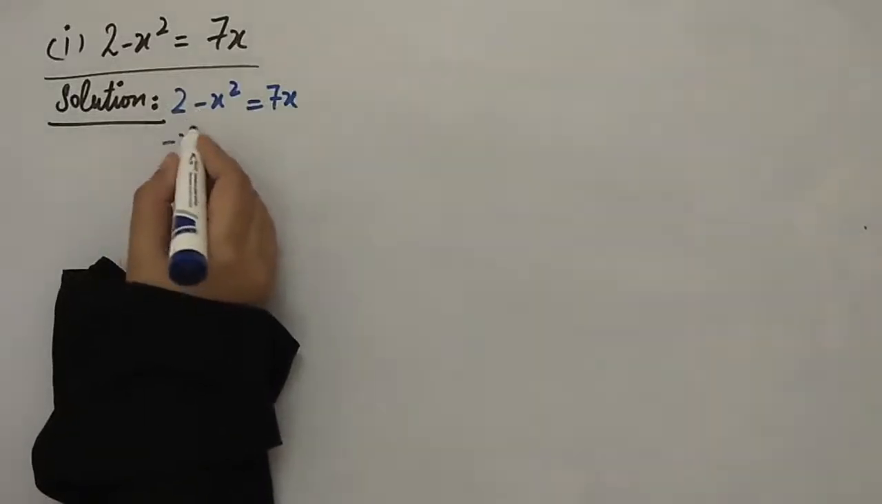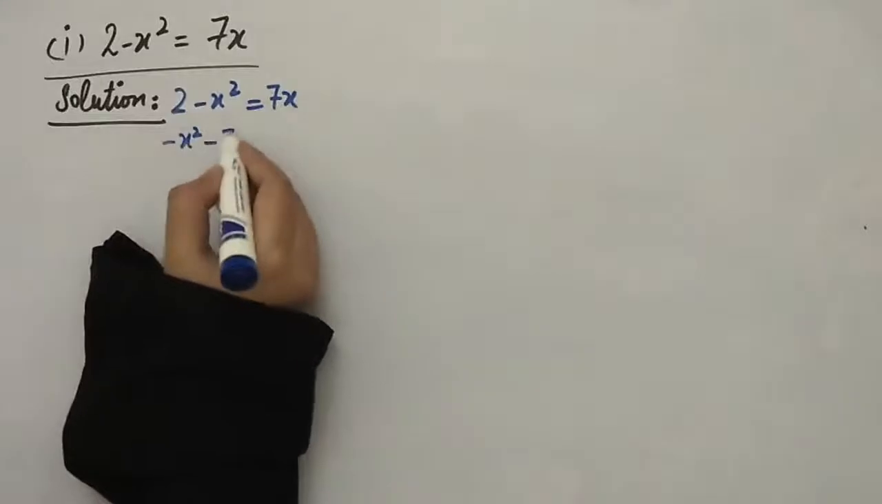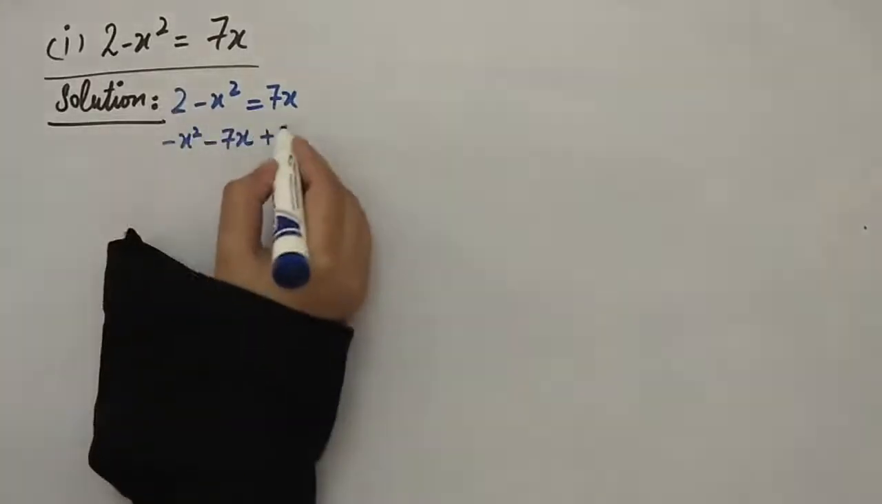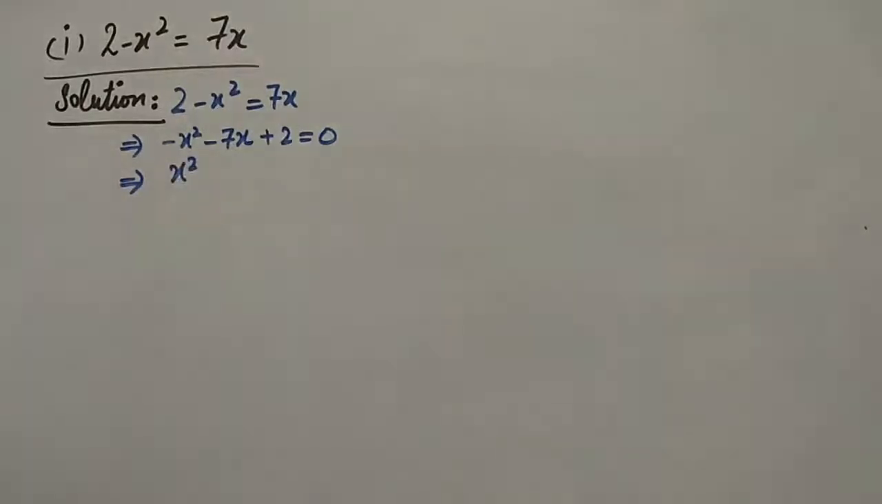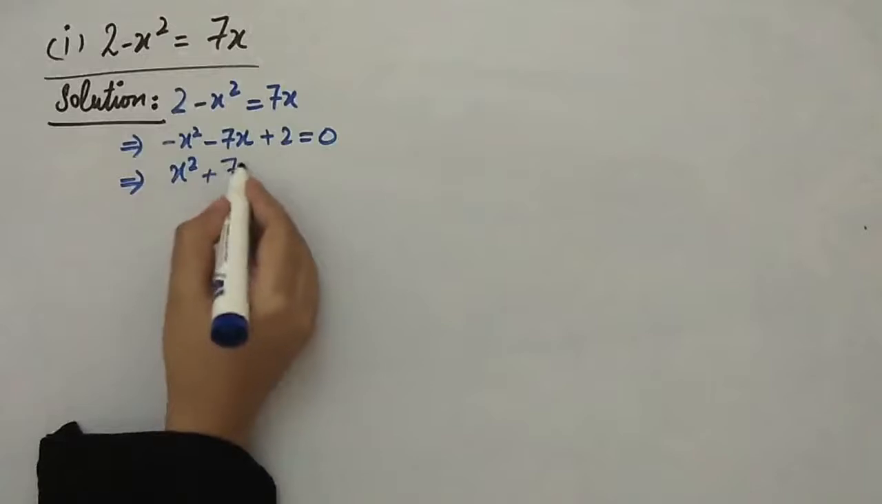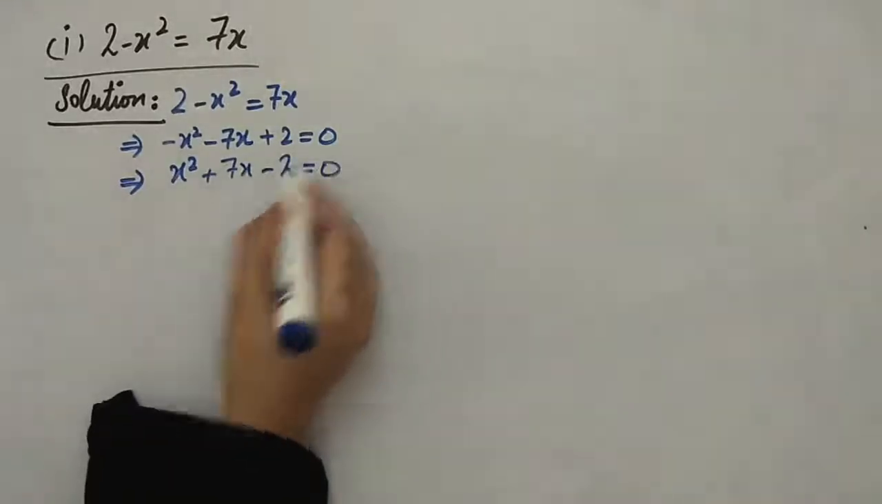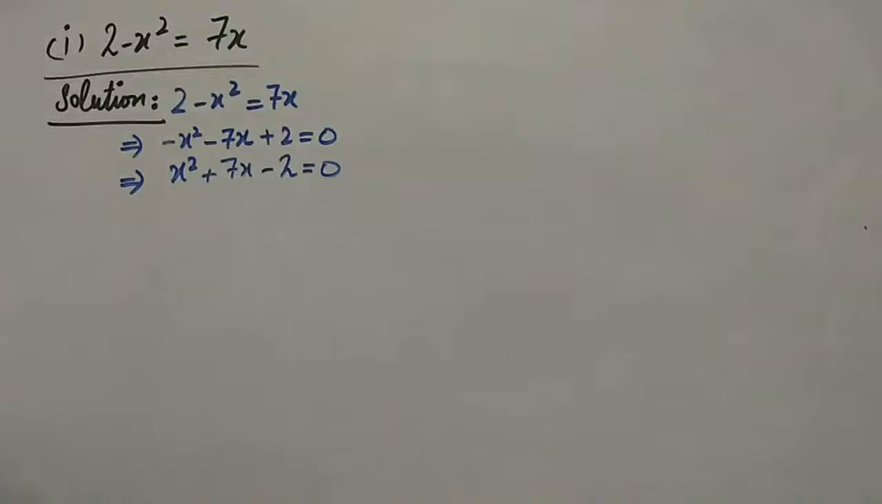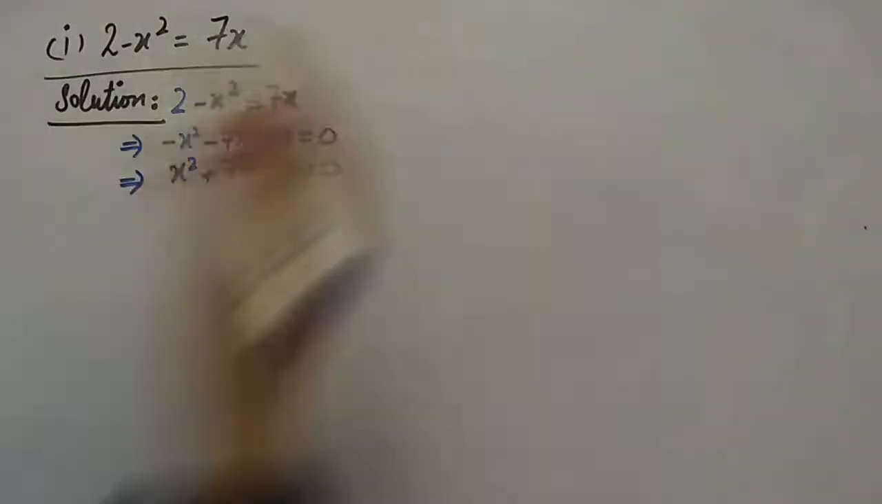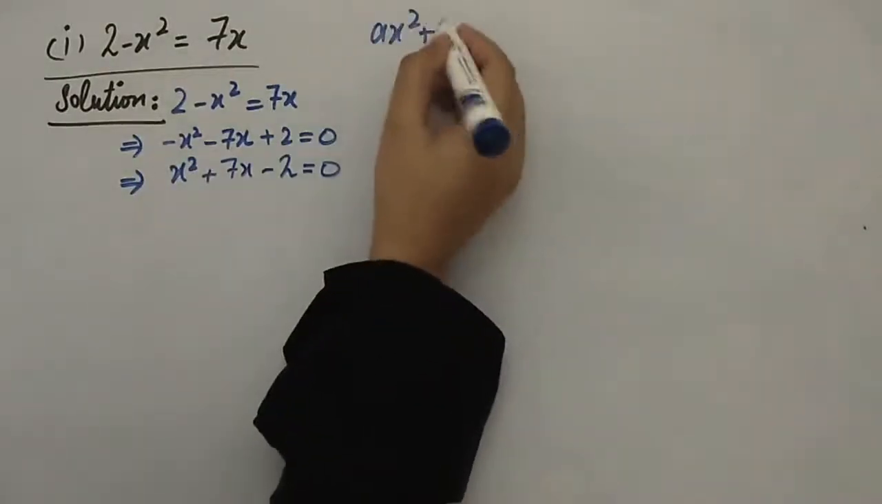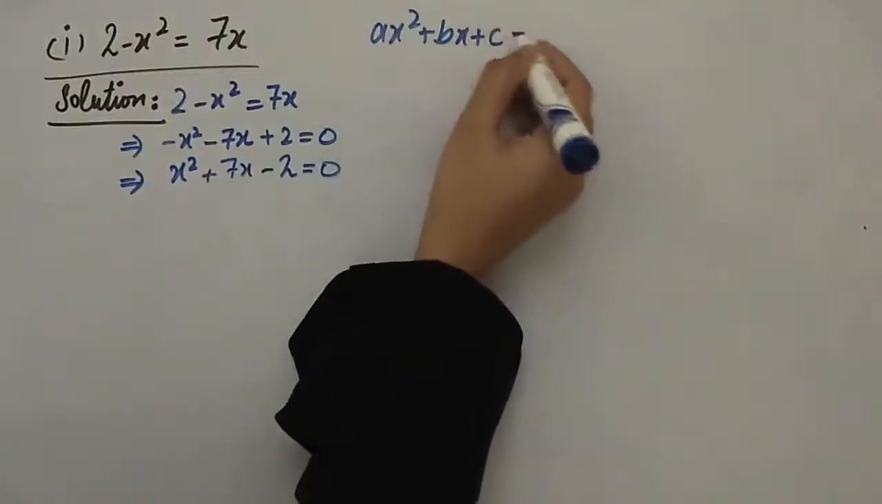So minus x square, put this 7x on the left side, minus 7x plus 2 equal to 0. Clear? Take minus common, we will get x square plus 7x minus 2 equal to 0. So now it is the standard form of the quadratic equation. As we know that ax square plus bx plus c equal to 0 is the standard form, so we are going to compare the values of a, b and c. What is the standard form? ax square plus bx plus c equal to 0.